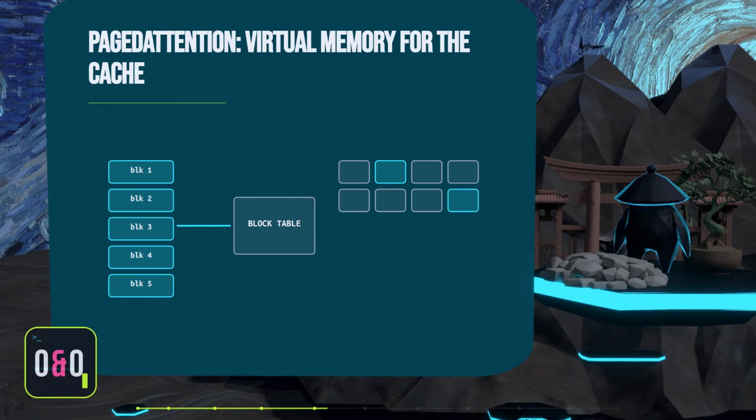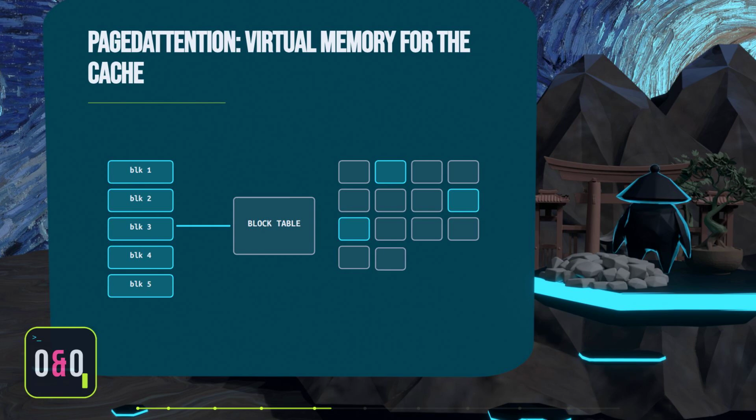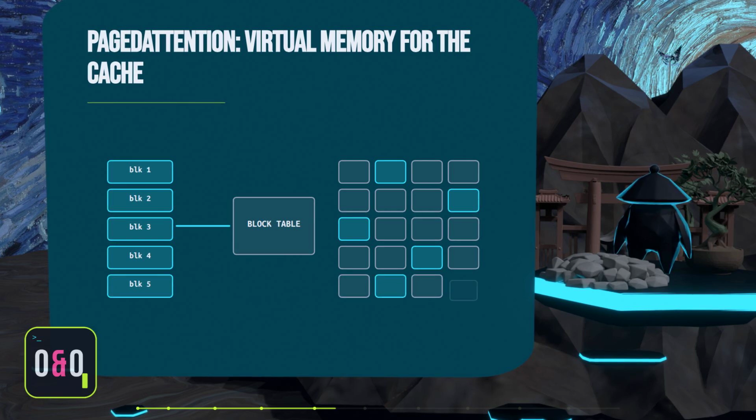A sequence's KV cache is divided into fixed-size blocks, each holding the keys and values for a fixed number of tokens. The blocks that make up one sequence do not need to be neighbors. A block table per sequence maps logical block 1, 2, 3 onto physical blocks wherever they landed. And now nothing is reserved in advance.